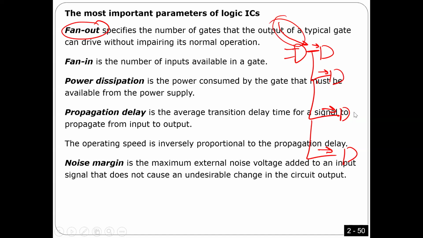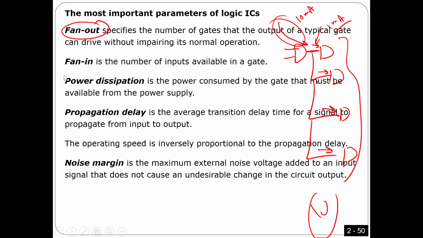Let me give you any number, just to make it easy. For example, if I assume the maximum from this gate is 10 milliampere, and each input here needs 1 milliampere. What it means is I cannot connect more than 10 gates here. That's why we have a limit. We call it fan out. So fan out means how many gates you can connect at the output of one gate.